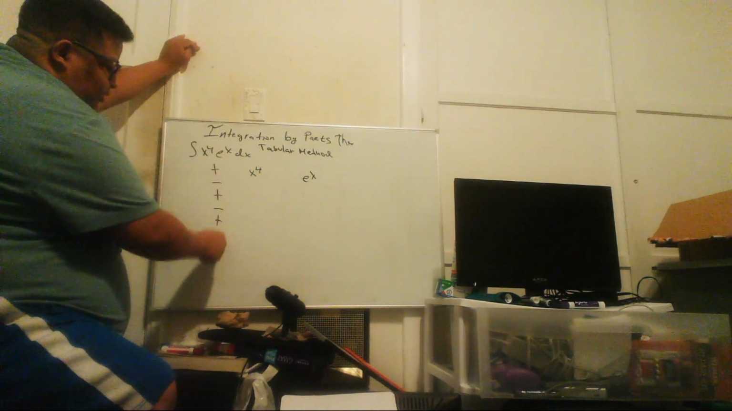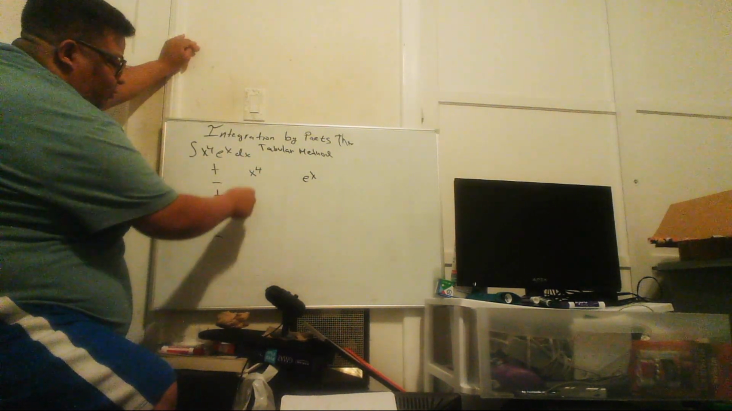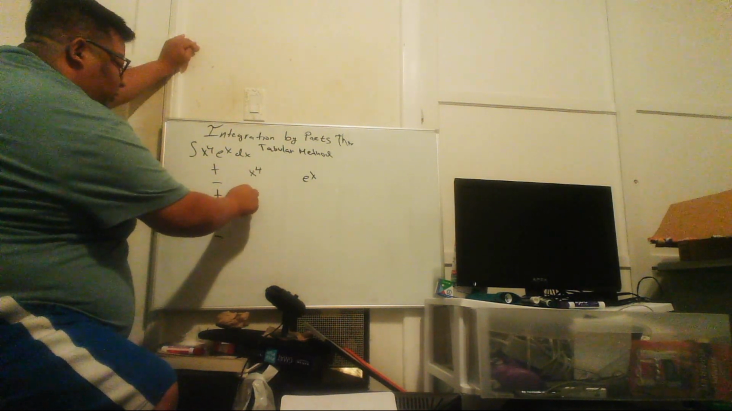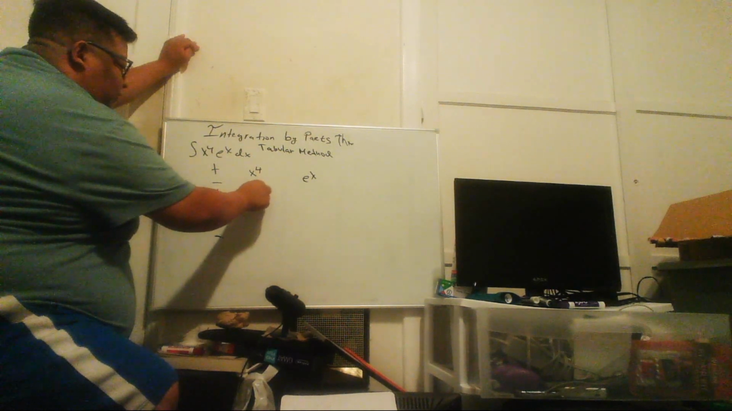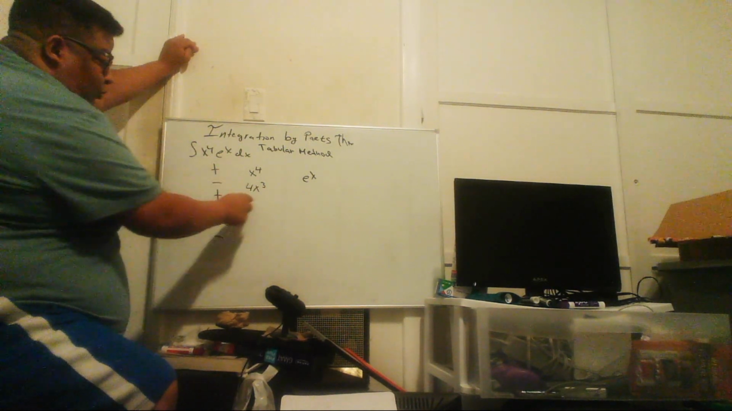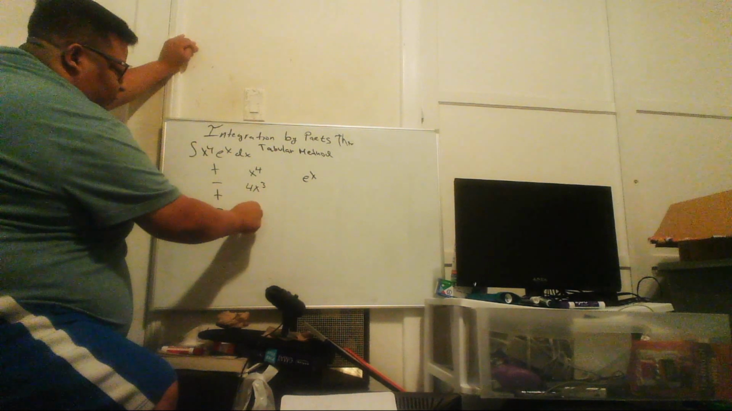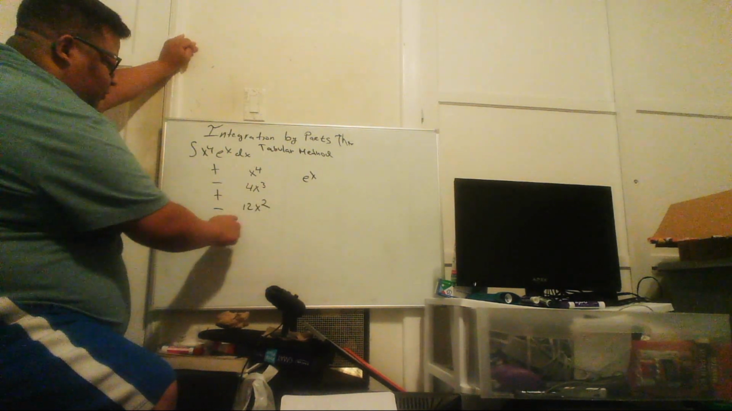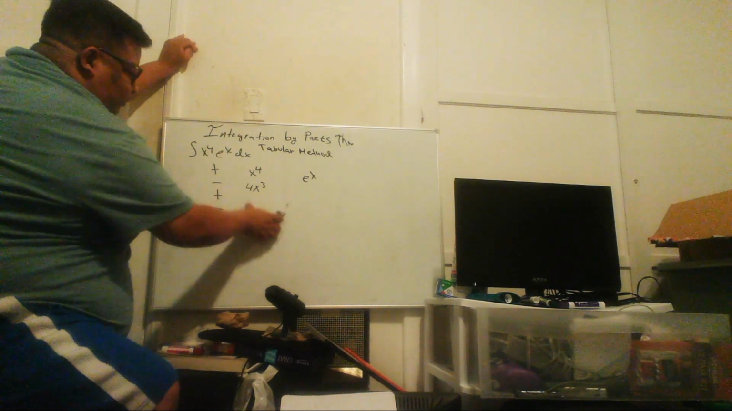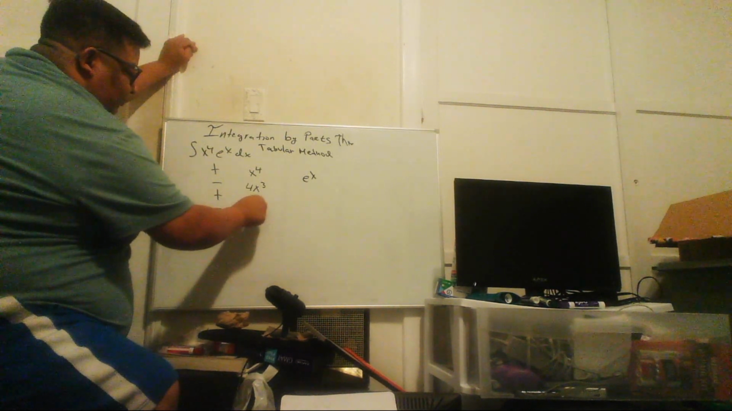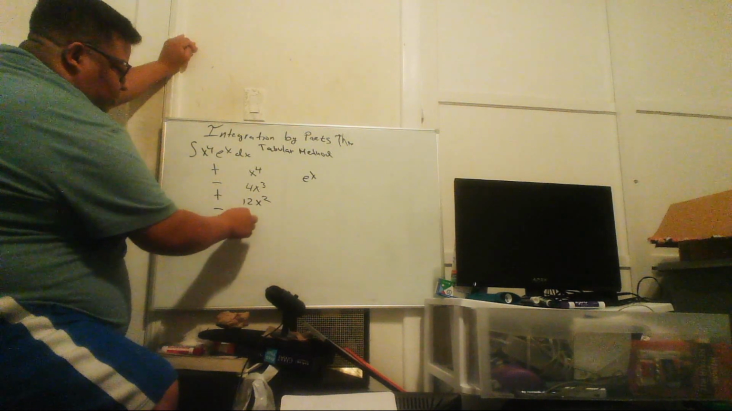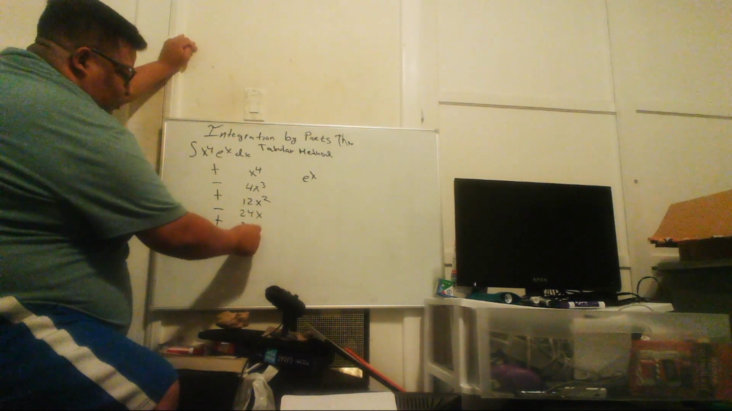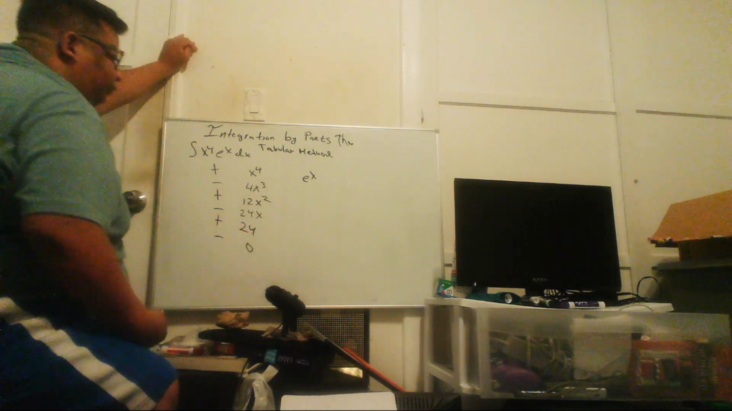And what we do for each sign, we're gonna go all the way to 0 by taking the derivative. So what's the derivative of x to the 4? That's equal to 4x cubed. Derivative of this is gonna be 12x squared. Then that's gonna be equal to 24x. Then 24, then 0.